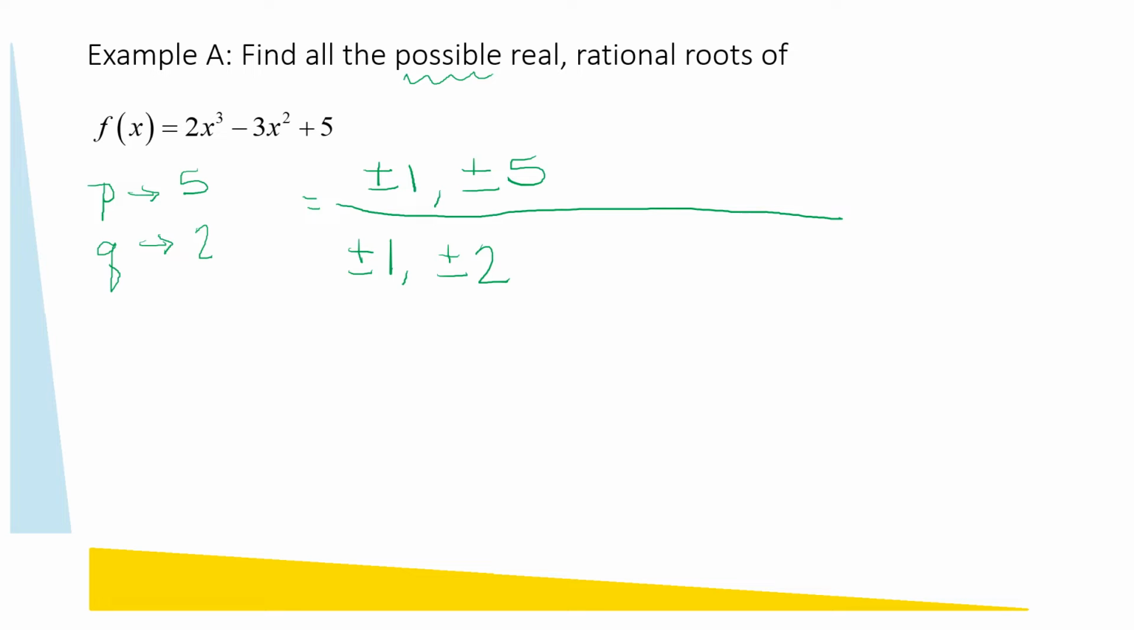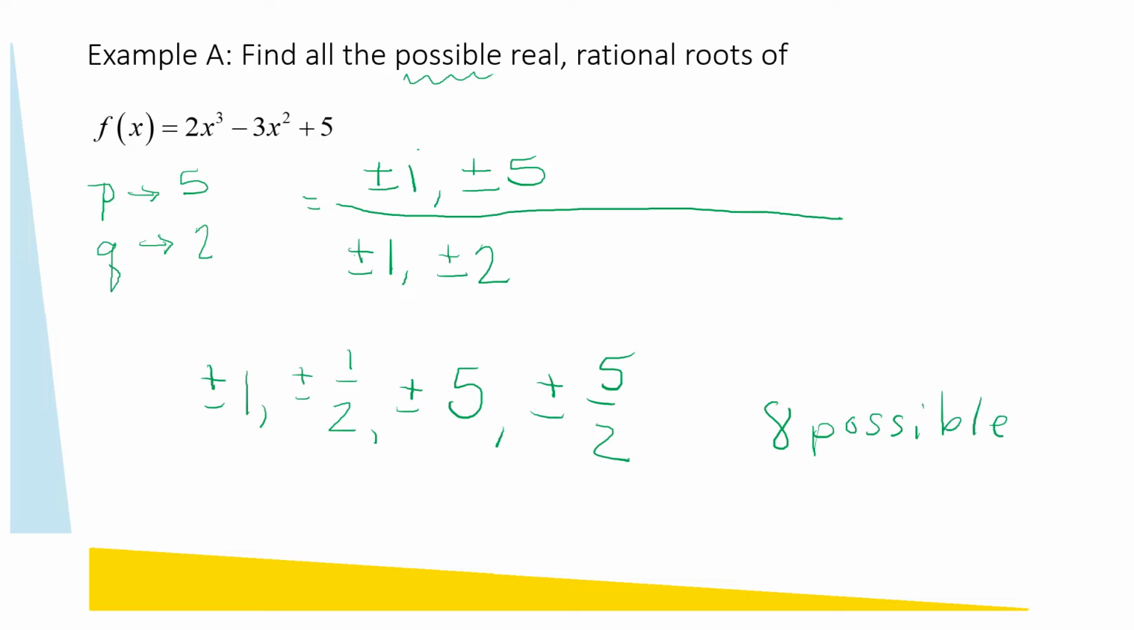When you're listing them, we'll do 1 divided by 1, so that's positive or negative 1. 1 divided by 2, which is positive or negative 1/2. 5 divided by 1, which is positive or negative 5. And then 5 divided by 2, which is positive or negative 5/2. So we have 8 possible rational roots, which is much smaller than infinite.